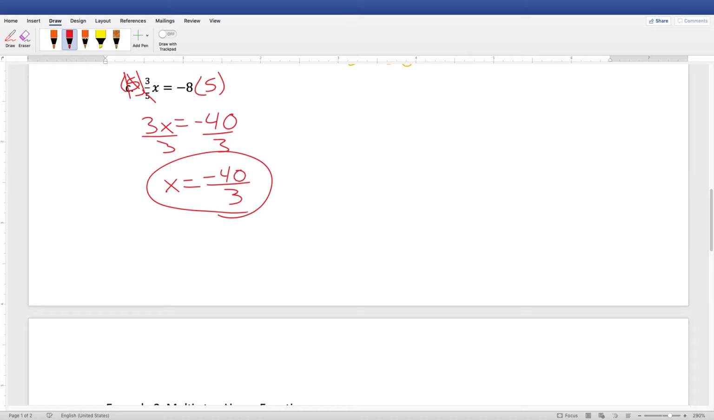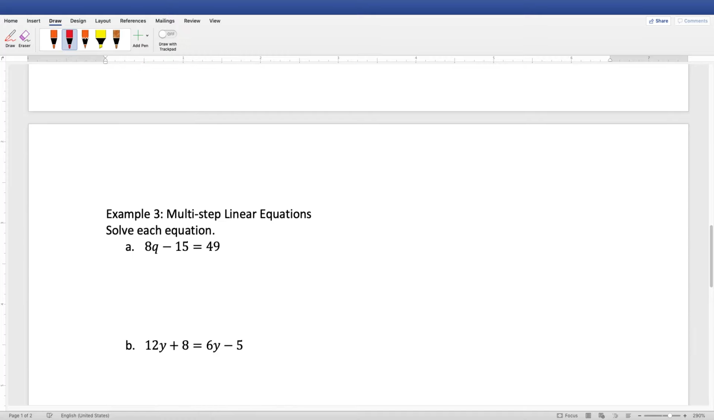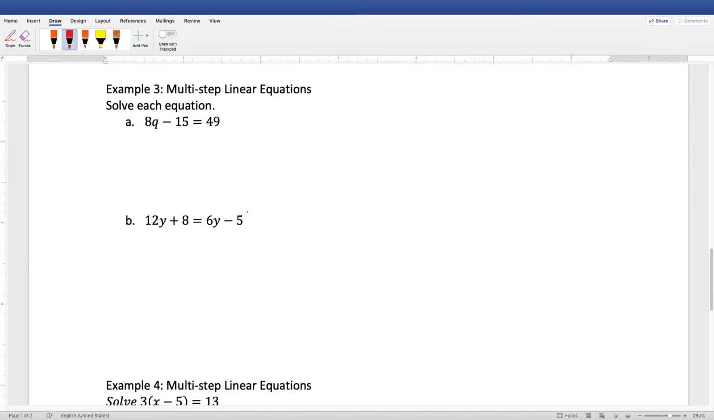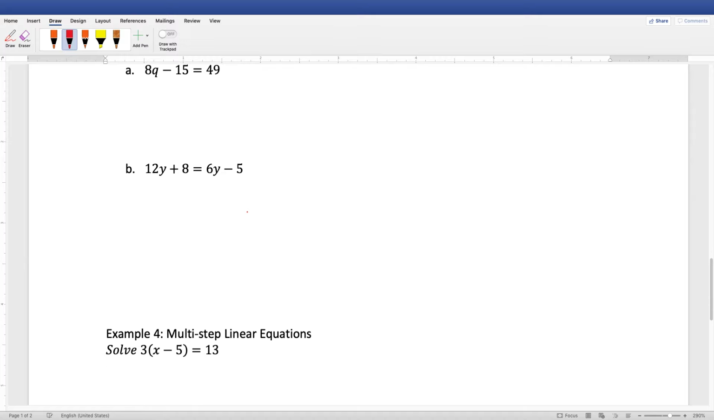So those are the simple steps for multiplication and division when solving linear equations. Now we're going to move on to multi-step linear equations. We're going to take the same methods that we just used, but now we're going to apply them to more than just a one-step problem.